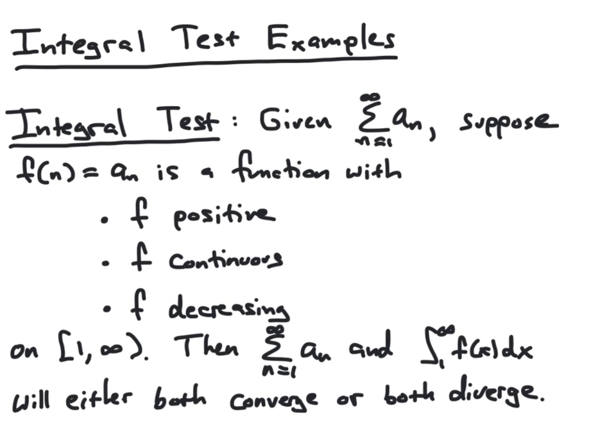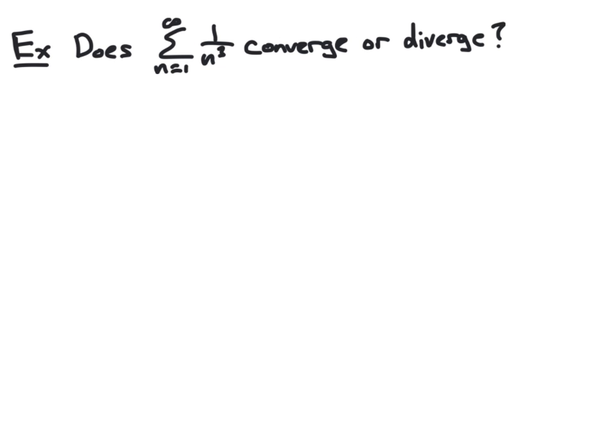When we have such a series, we can easily check that these three properties hold, and then we can simply compute the improper integral to determine whether it converges or diverges, and then use the integral test to conclude the same behavior for our series. In our first example, we'd like to determine whether the series from n equal 1 to infinity of 1 over n cubed converges or diverges.